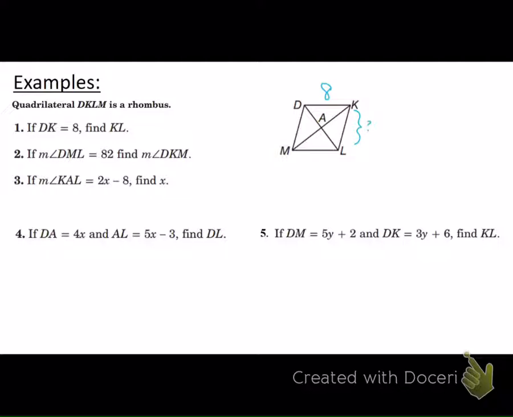Kylie, why is it 8? Because all sides are congruent. I already said it, Greg, I beat you. Yes, definitely. So that is 8 because all sides are congruent.